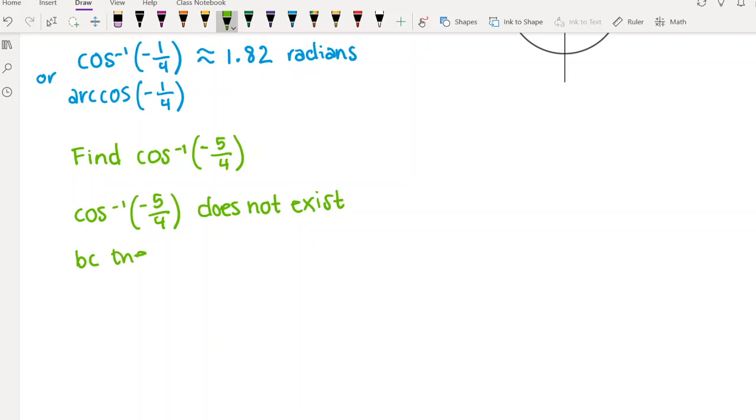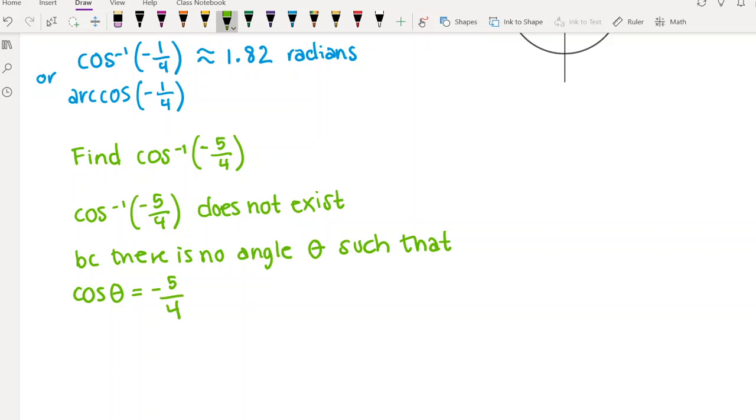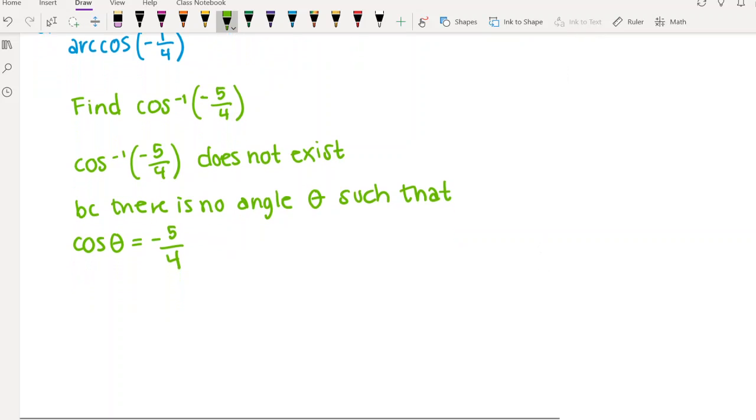Because there is no angle theta such that cosine of theta is equal to negative 5/4. And if you were to type that into your calculator, it should tell you does not exist or domain error or some kind of error. But I would really hope that you can understand why it doesn't exist without having to type it into a calculator. All right, one more that we do need a calculator for.